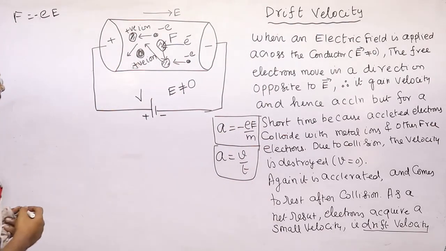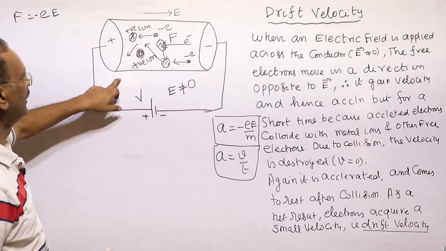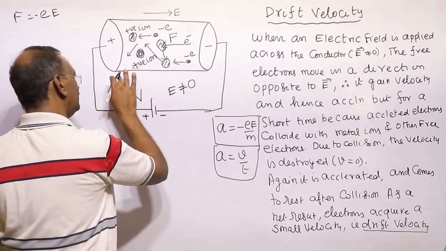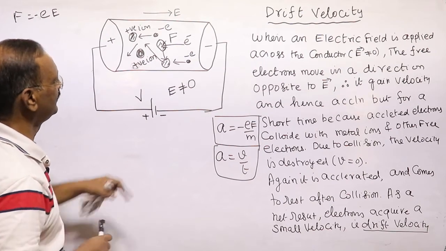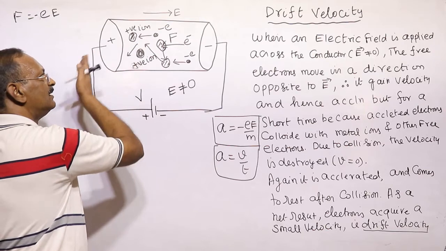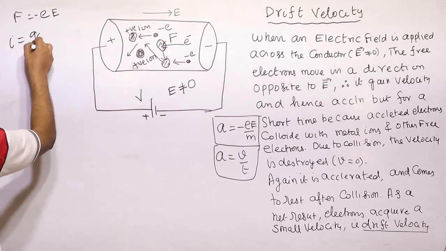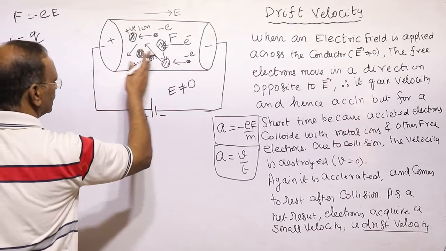The flow of electrons from one end of the conductor to the other end, finally reaching with a small velocity called drift velocity, means there is a flow of charge from here to here. So what is current? Current is equal to charge by time. Charge is flowing for a given particular time across the conductor.